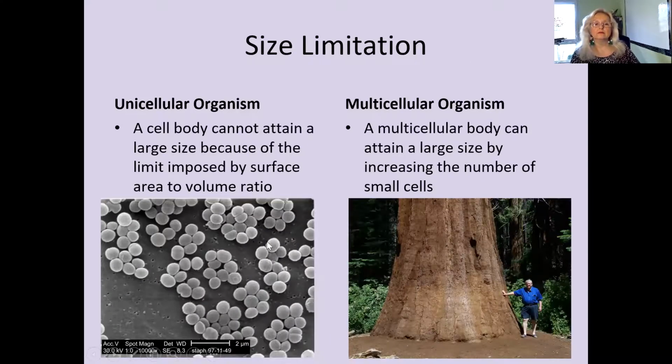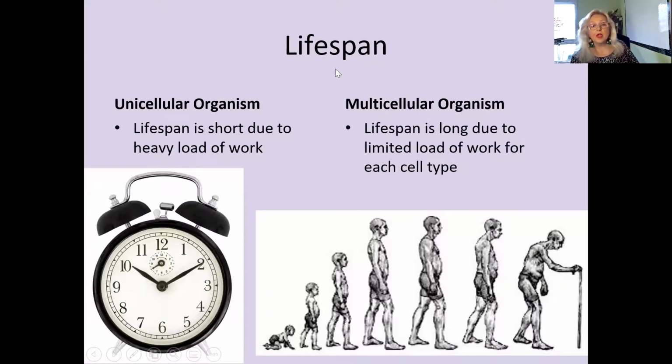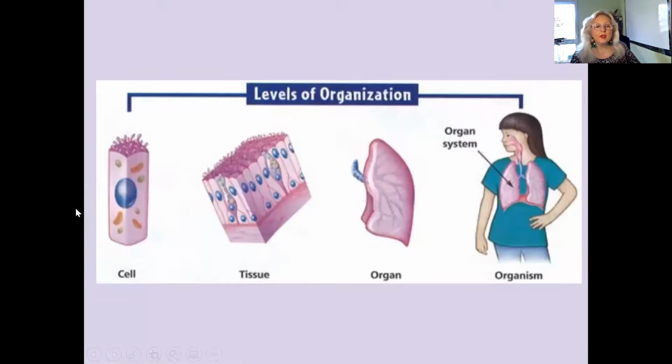Size limitation. You're not going to see a unicellular organism unless you have a microscope. Now, a multicellular organism, most you can see, some you can't, just like the mites that I showed you on the video. Lifespan. See, the big problem with unicellular organisms is that they don't live very long because they have to do all of the work and eventually it takes a toll. A multicellular organism's lifespan is long because the load of work is shared by the different types of cells.